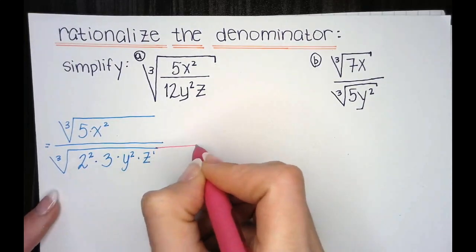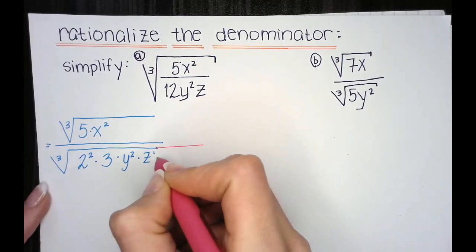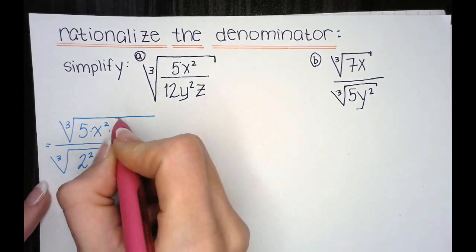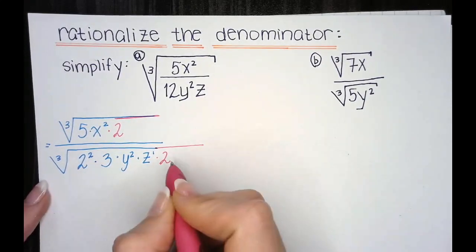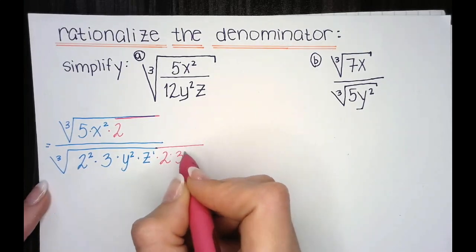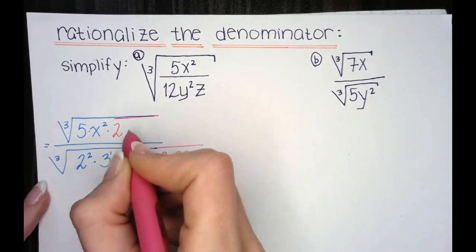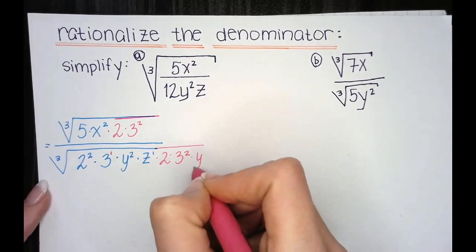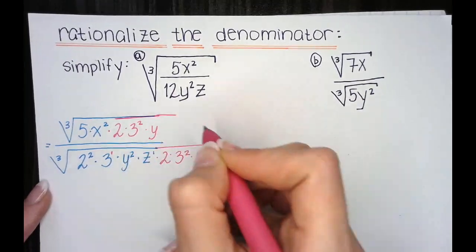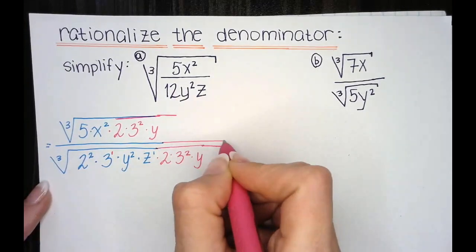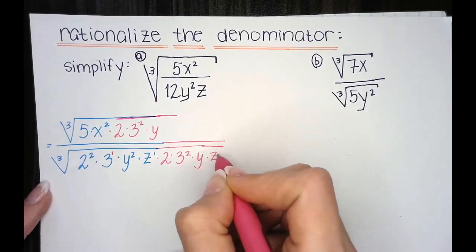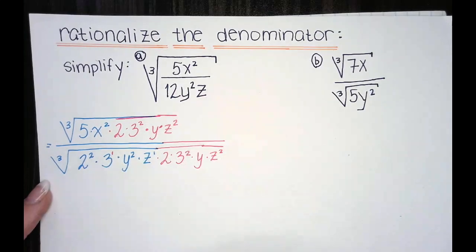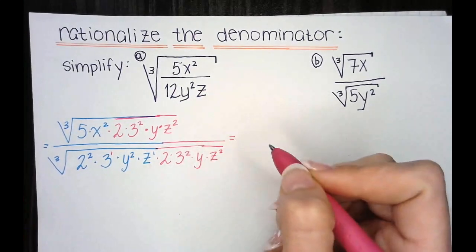Now I want 3 of everything. That means I need to have another 2. Whatever I do on bottom, I have to do on top. Both going underneath this radical, okay? So I'm extending the radical to fit these numbers inside. Then I need 3 squared, because I need 3 of them. Right now I only have 1. 3 squared right there. I have 2 y's, so I need 1 more. And I need z squared. And z squared.